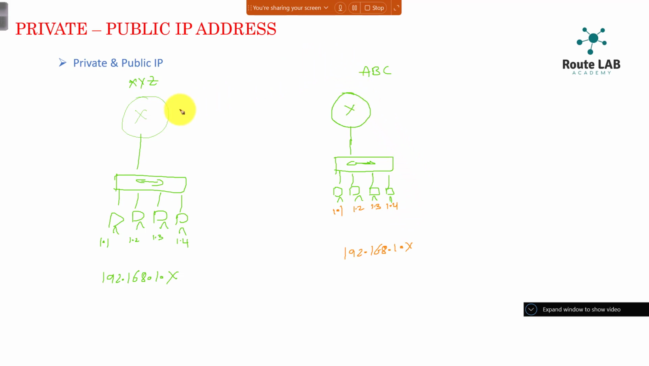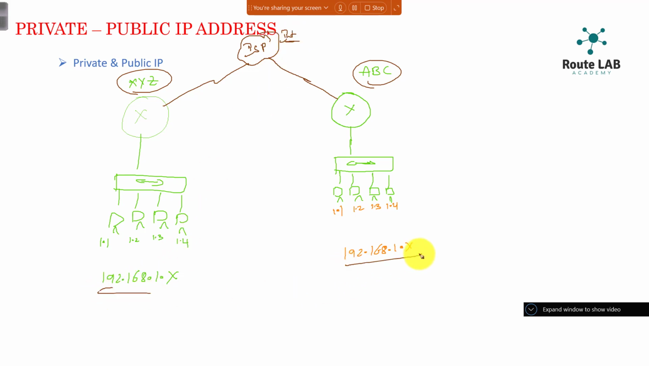Now if these users try to access the internet, let's assume these two are different organizations trying to access it. What is going to happen? These are private users, so these addresses belong to the private category. Whenever a user communicates with the internet using private IPs, we call these IPs unregistered IP addresses.